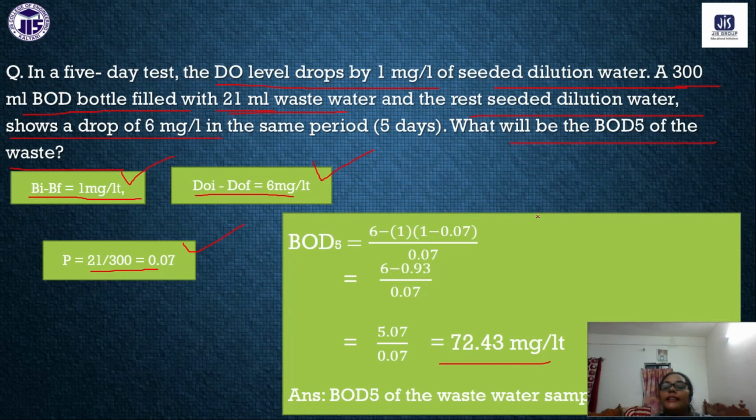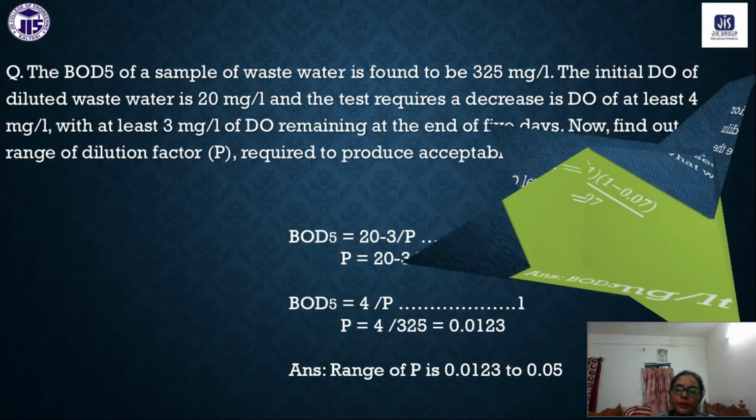So this type of question you may also have, where the individual initial and final values are not given, but the drop of dissolved oxygen value is given. Drop of dissolved oxygen means the initial minus final. If we know the initial minus final, that will give you the drop of dissolved oxygen. Okay, understand? So this type of problem you can solve this way. Next, move to the next problem.